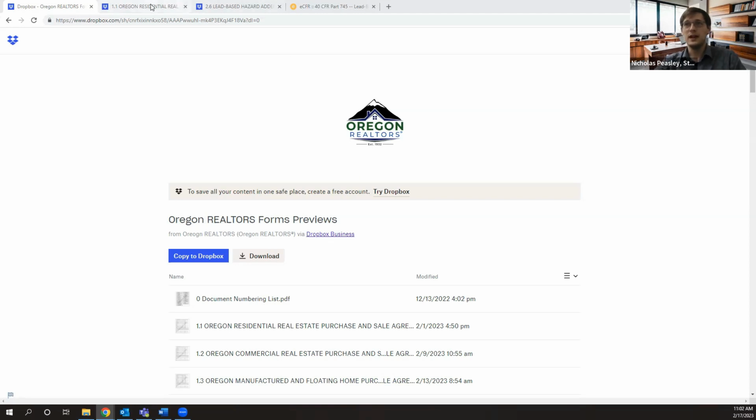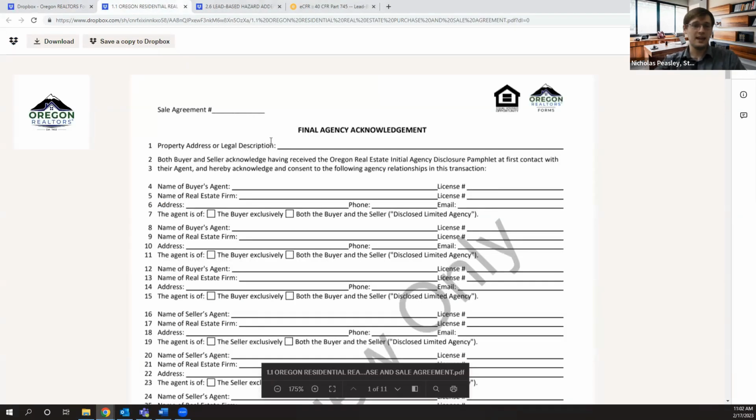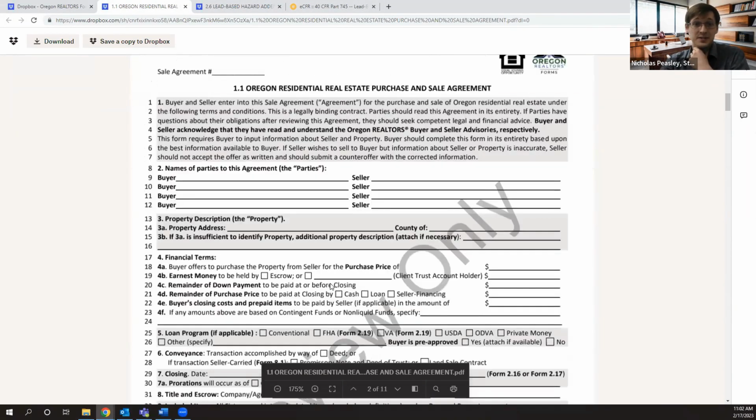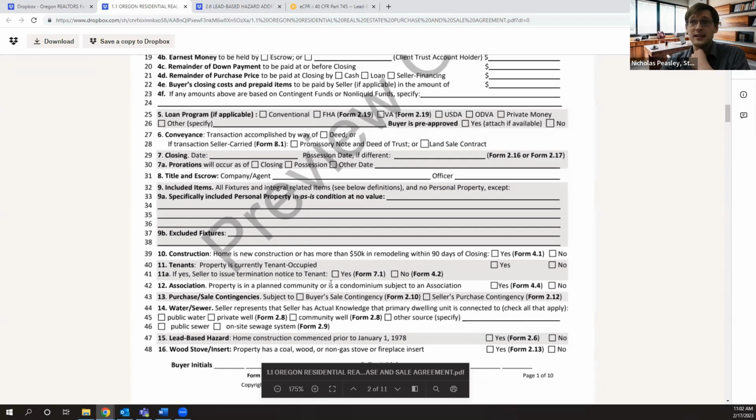I'm going to begin with the residential real estate purchase and sale agreement. We're going to look specifically at the lead-based hazards sections of this. So on the purchase and sale agreement, there are a handful of areas where lead-based hazards do arise. And you'll note that this says lead-based paint. Why do we call it lead-based paint instead of lead-based hazards?